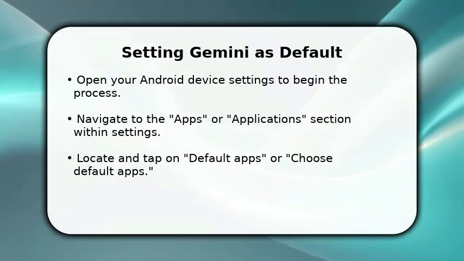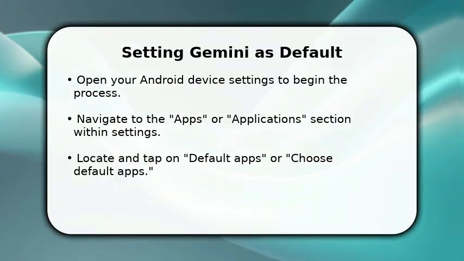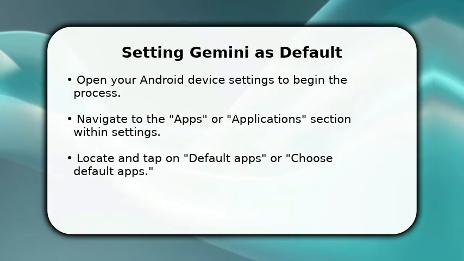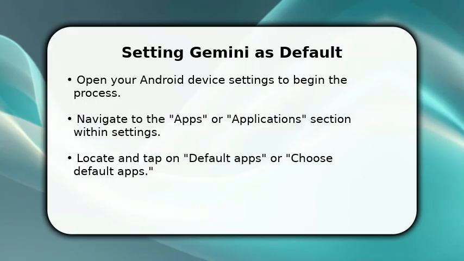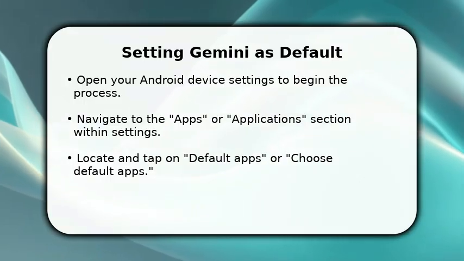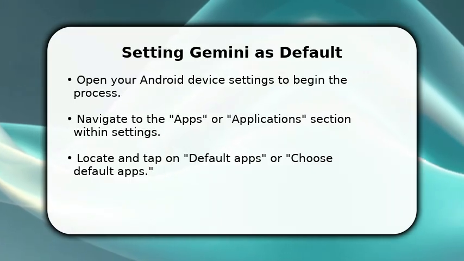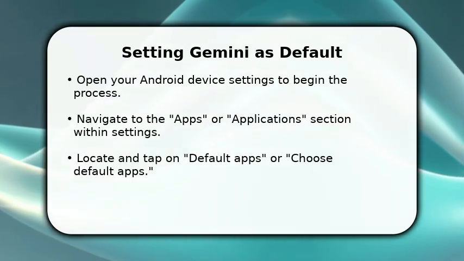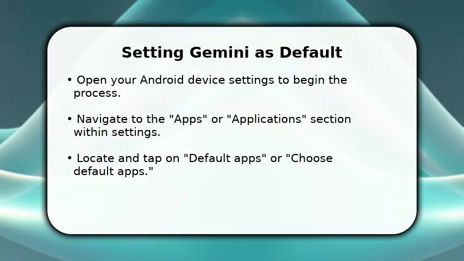In this video, I will show you how to make Gemini your default assistant on Android. First, open your Android device's settings. Then, scroll down and find the Apps or Applications menu. Once you're there, look for an option like Default Apps and tap on it. This is the crucial first step to customizing your device's assistant experience.